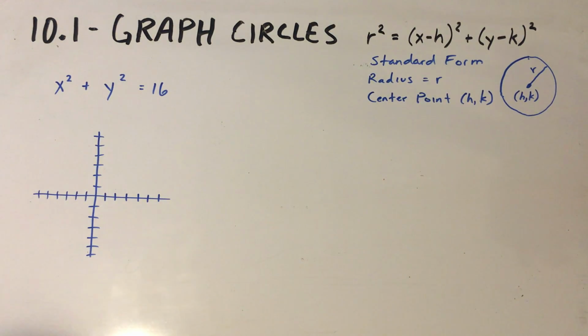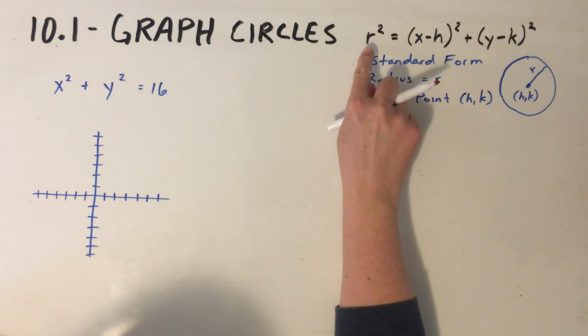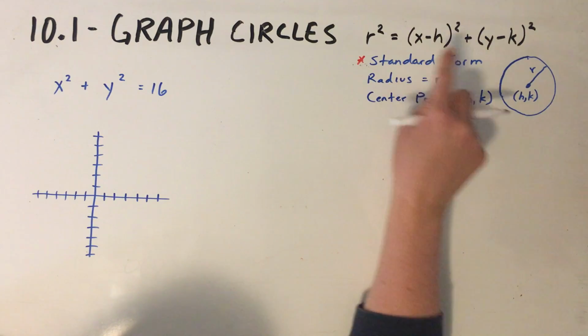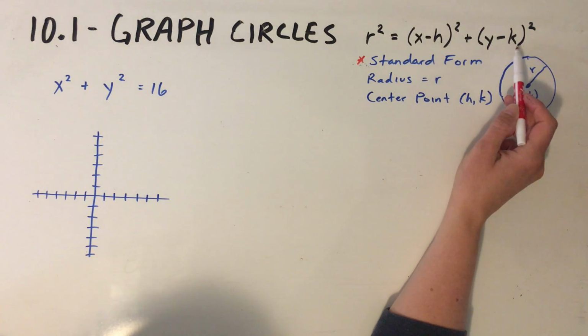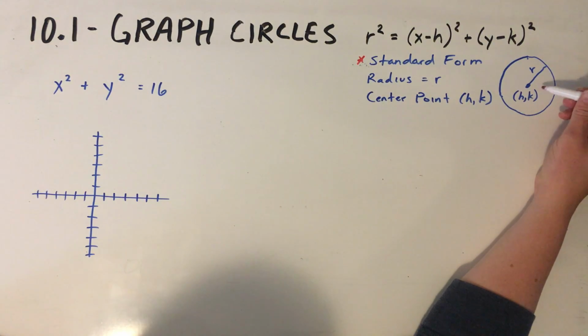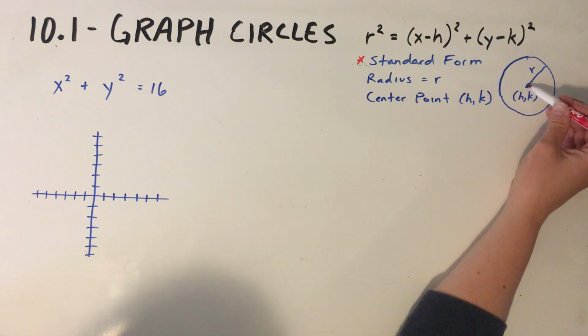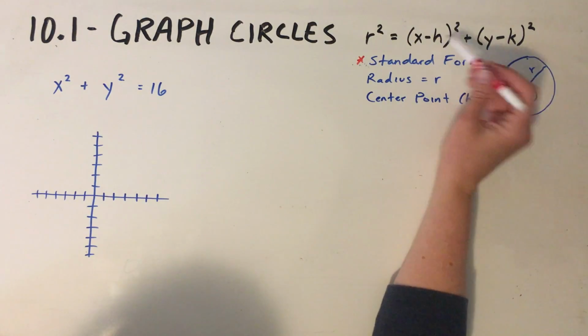This is going to be the video on graphing circles, and we need a little background here. The standard form for graphing a circle is that the radius squared is equal to (x minus h) squared plus (y minus k) squared. R stands for the radius. The radius is the distance from the center of the circle to any point on the outside. The center point is exactly in the center of the circle, and those will be h and k.